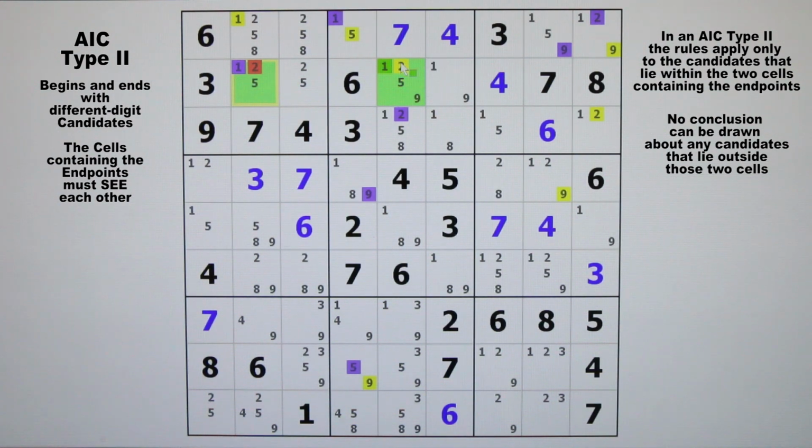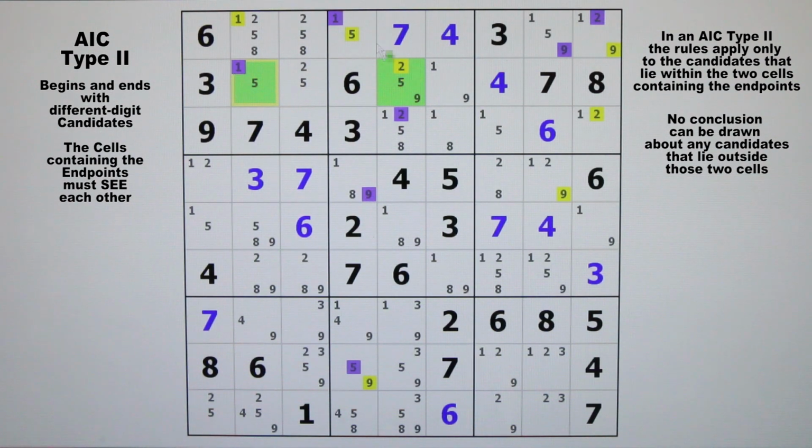So if the 2 is false, the 1 is true, and if the 1 is true, then this 2 is false. So the 2 is false either way, whether the 2 is true or false, this 1 is false both ways, so you can eliminate it. And so again, you can eliminate the start digit from the end cell, which is a 1, and you can eliminate the end digit, which is 2, from the start cell. So there are your two eliminations.